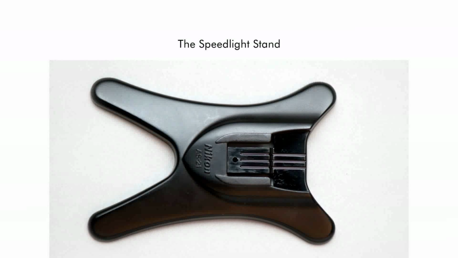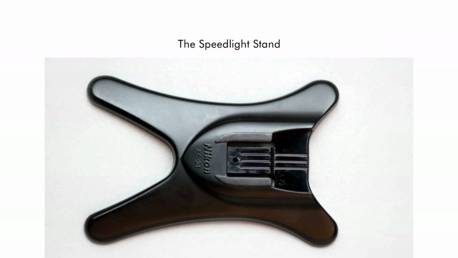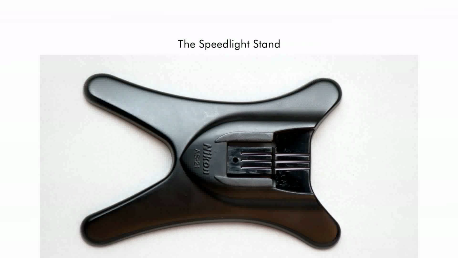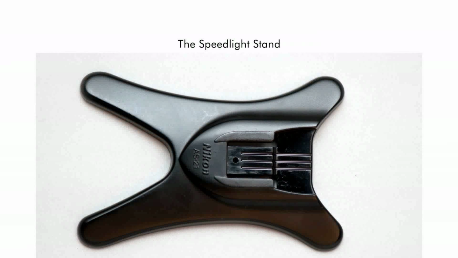The SB910, SB900, and SB700 come with several accessories that give you more control over your lighting. This speedlight stand works as a compact, stable base for a remote flash, and also features a standard tripod socket so that you can attach it to a light stand or tripod.